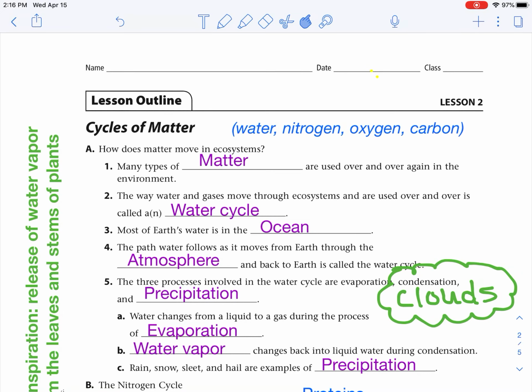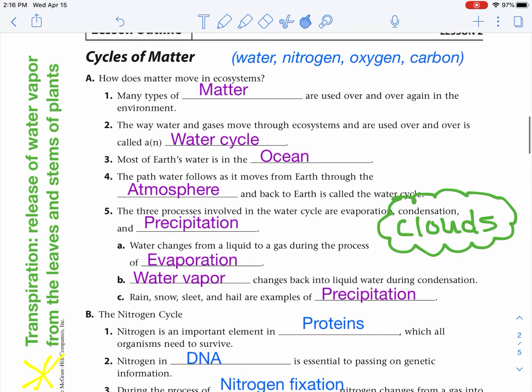One thing I want you to add to the side of your notes is this idea of transpiration. Transpiration: release of water vapor from the leaves and stems of plants. So please add that to your notes.